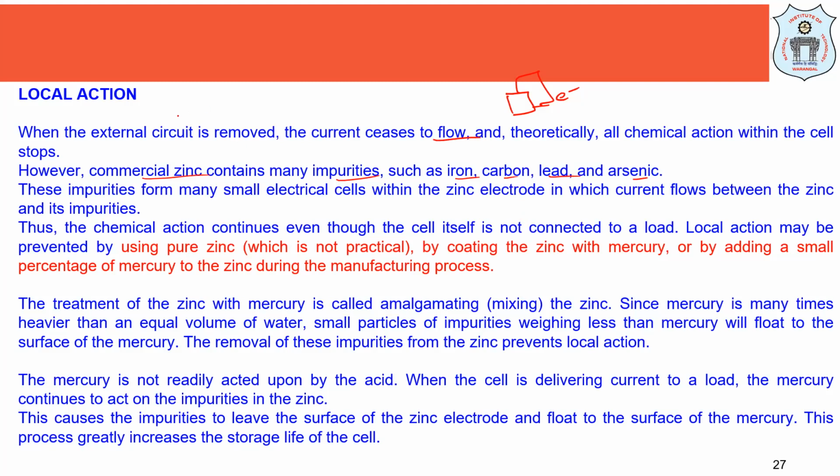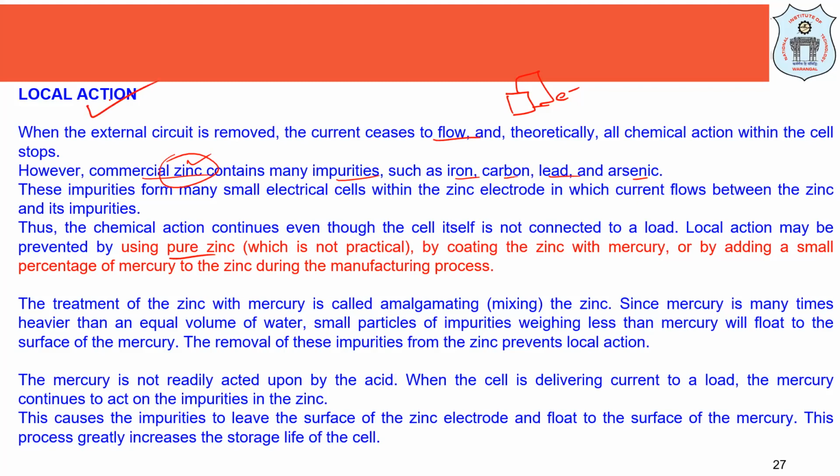So to prevent this local action, obviously, when you want to use zinc, use pure zinc. But it is not possible. What you can do is coat it with mercury, or add a small percentage of mercury to the zinc during its manufacturing process. The treatment of zinc with mercury is called amalgamating the zinc. Since mercury is many times heavier than an equal volume of water, small particles of impurities weighing less than the mercury will float to the surface of the mercury. That way we are removing the impurities from the zinc, which will prevent the local action.